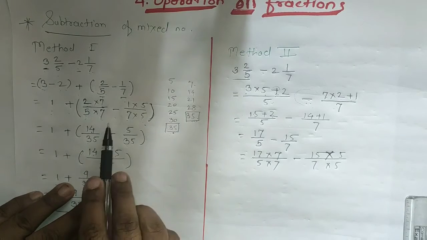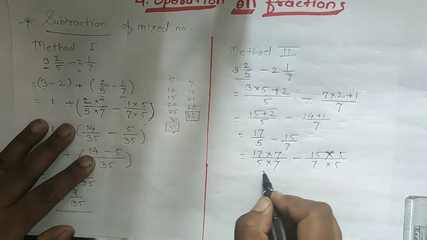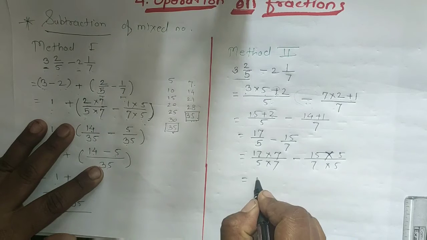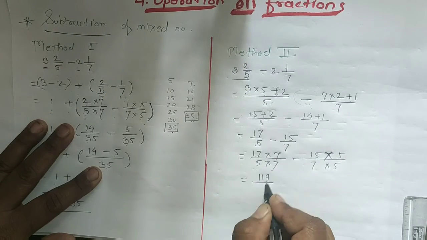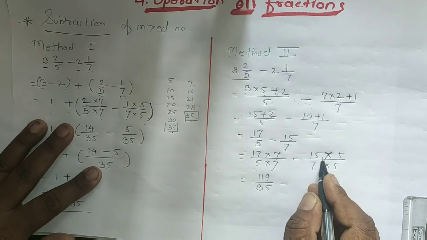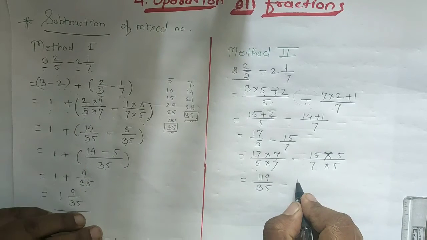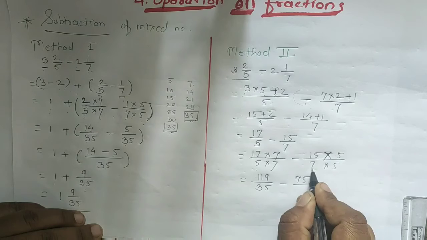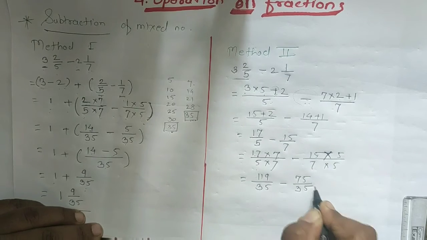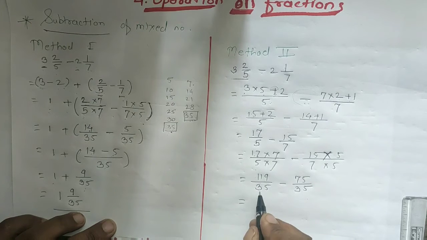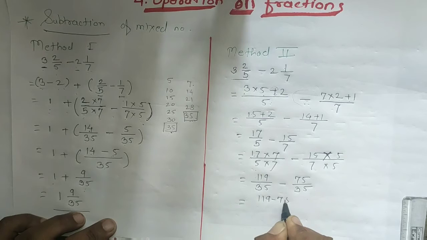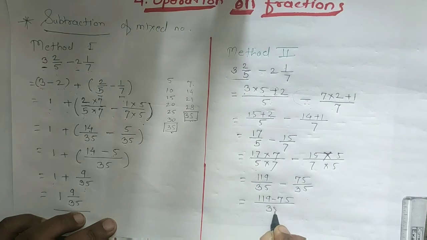Okay, just like this. Here is what we had done in that way. Then 17 7s are 119. 7 5s are 35 minus 15 5s are 75, divided by 7 5s are 35. Okay, now the denominators are same. So we will write here 119 minus 75 divided by 35. What is the subtraction of these both?